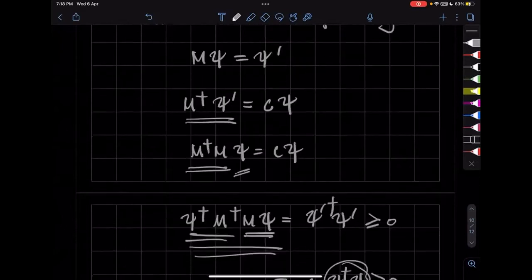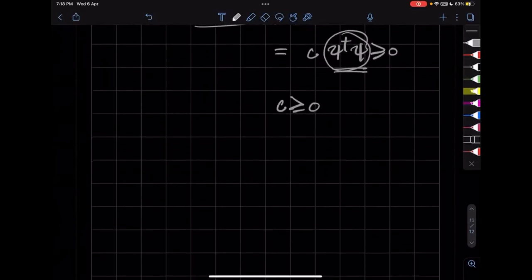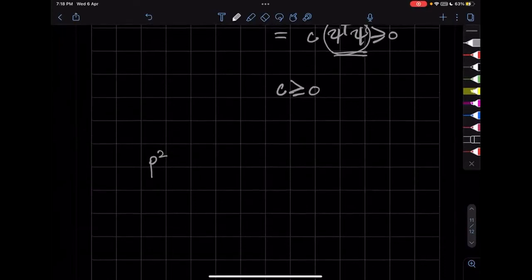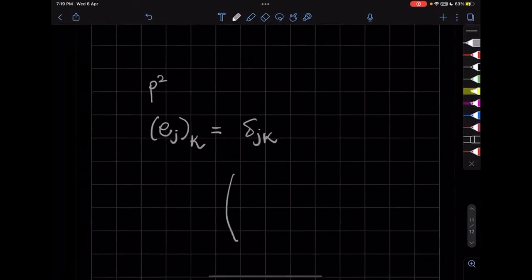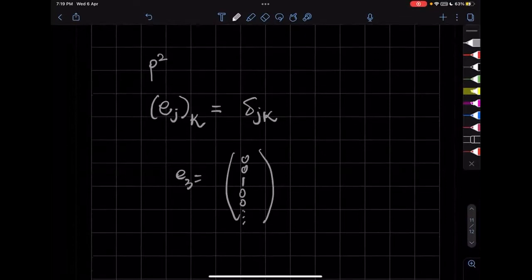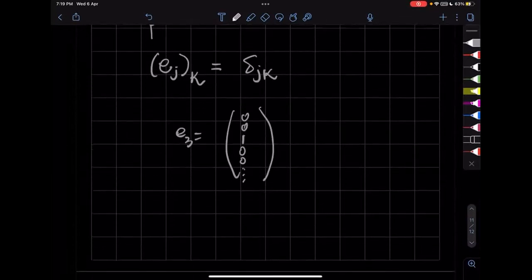Okay, so now let's get back to our original guy, which is rho squared. Now let's define a vector E, J. J is a label, but its kth element is given by delta JK. So essentially it's a vector. Say E3 is a vector whose just third element is nonzero. Let us define these vectors.